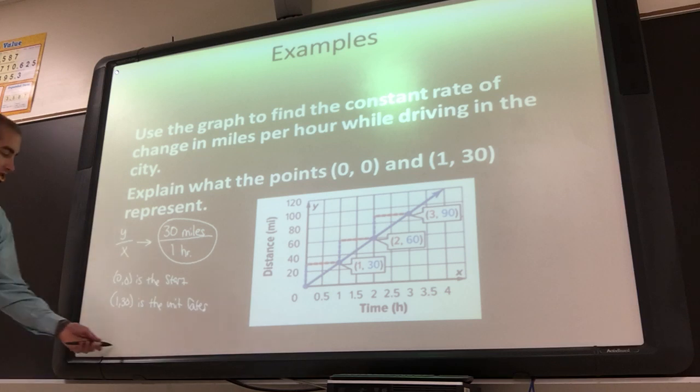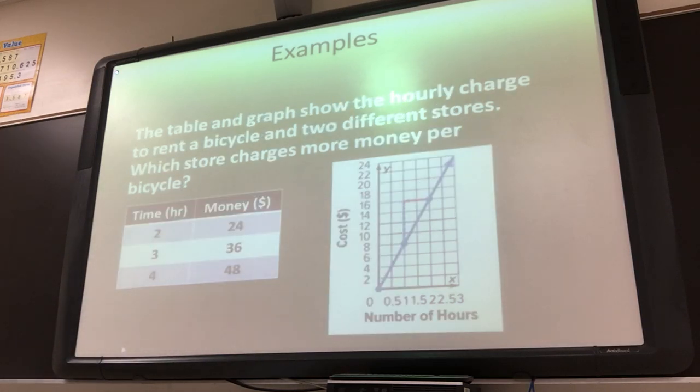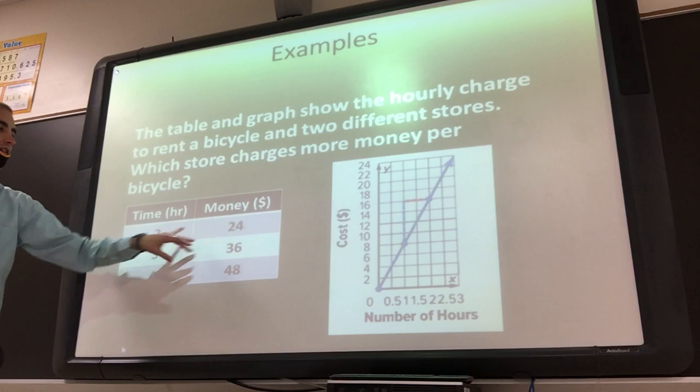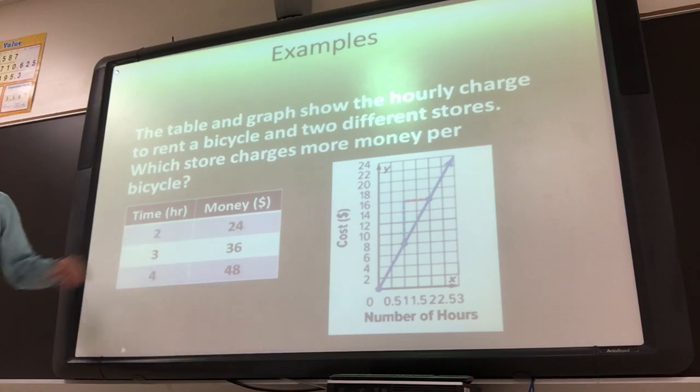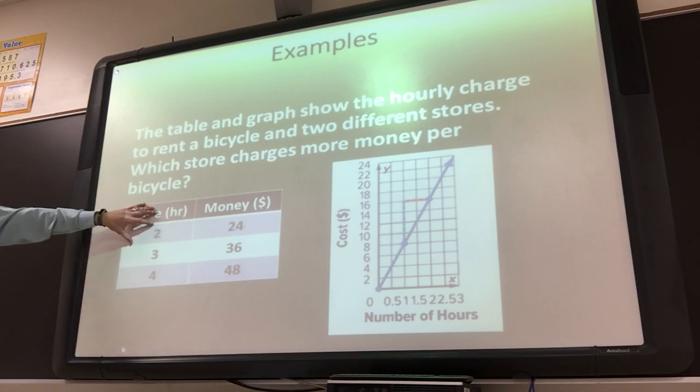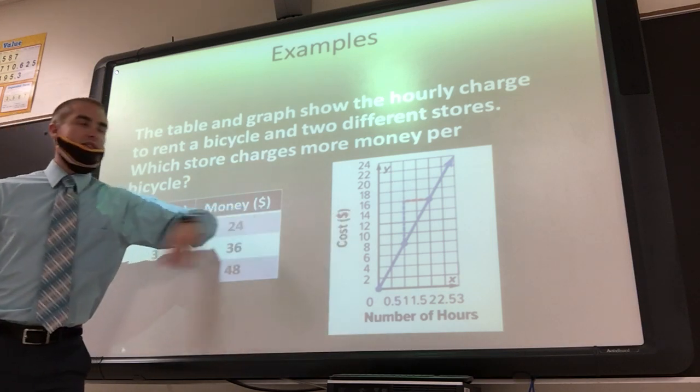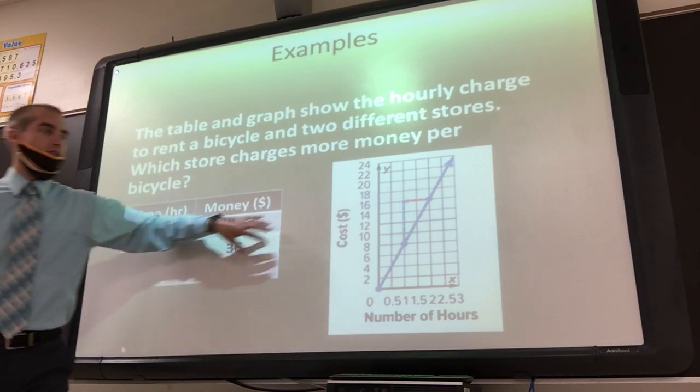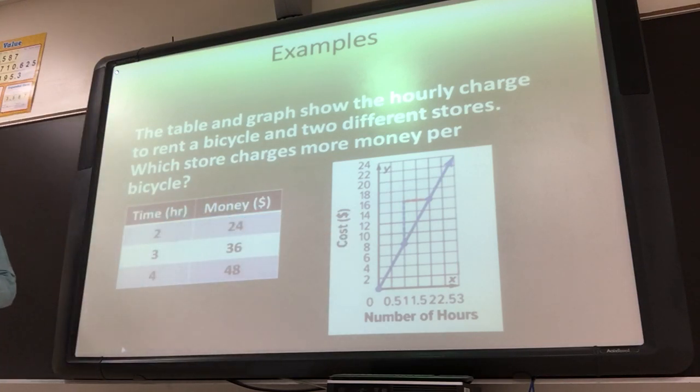All right, one last question that we'll look at is using a table and a graph. So the table and the graph both show the same thing. You're talking about cost and number of hours. The question is, which store charges more money per bicycle? Store 1 in the table or store 2 that's given in the graph? So these are information from 2 different stores. So what you need to do is find the constant rate of change. That's what we've got to do.